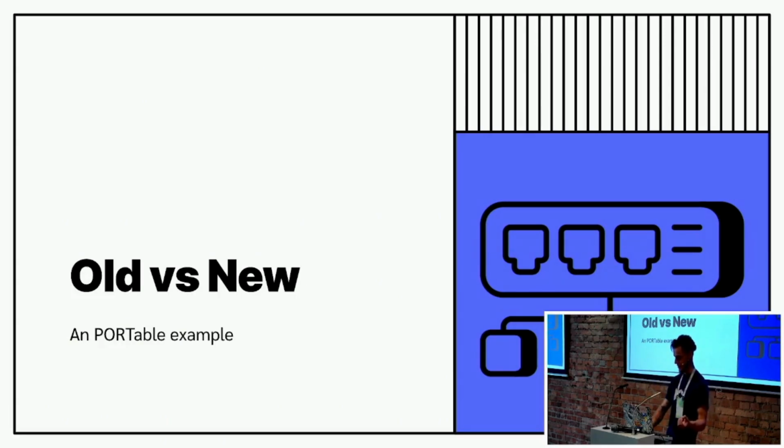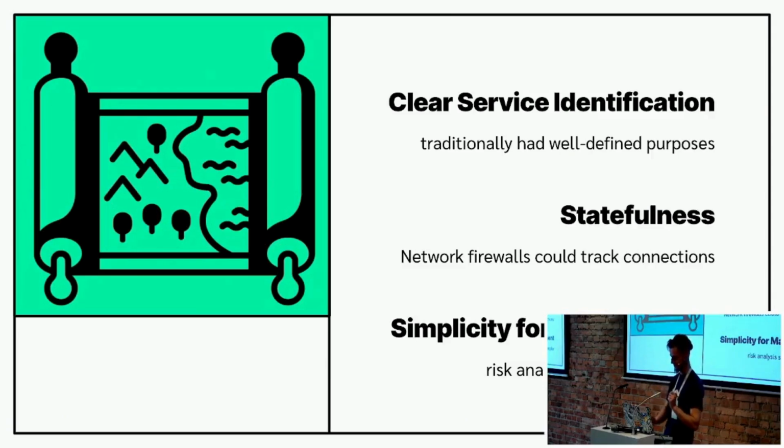Another example, and this is the really, really bad thing that security teams always come with, basically every security team that I talk to, is ports. Back in the days, a port was a clear identification. Port 25 is SMTP, port 22 is SSH. It was stateful. Every port definition was stateful. It was easy to manage because we know SMTP is 25, so we know what's going on. And it made risk analysis easier for people because we knew what was running behind this.